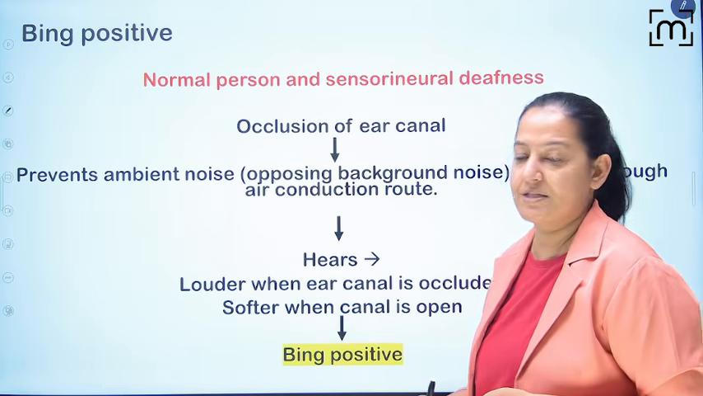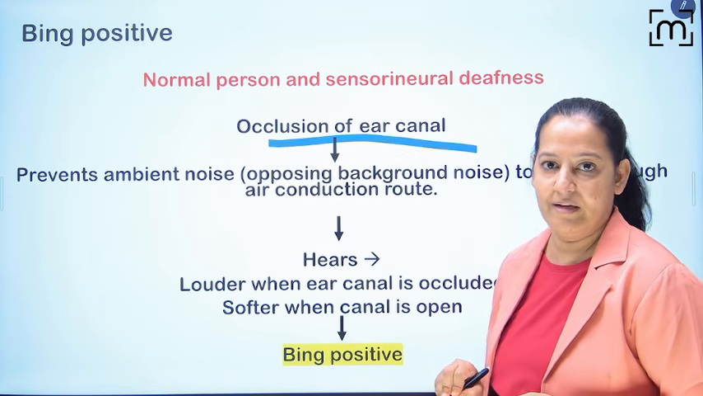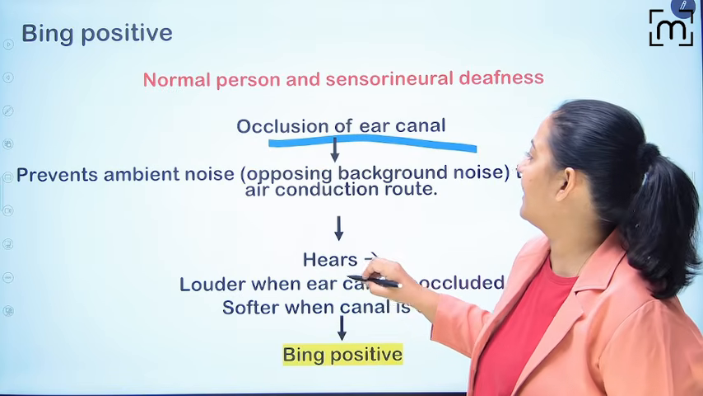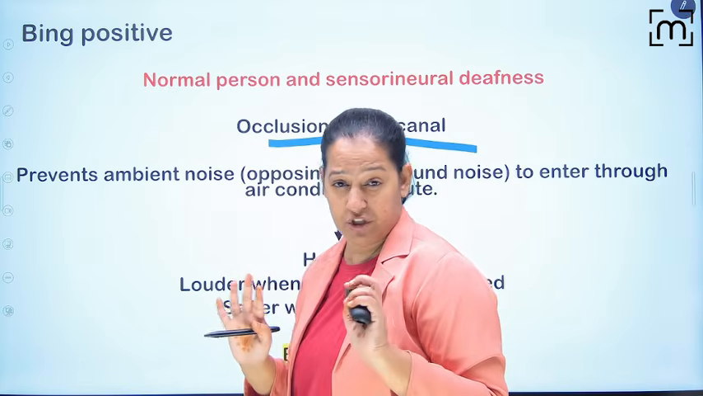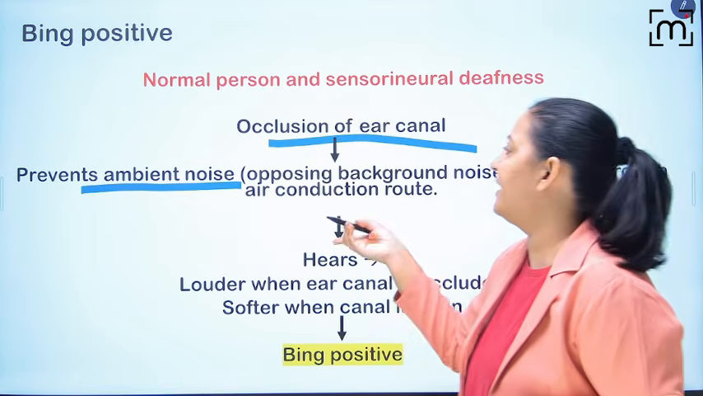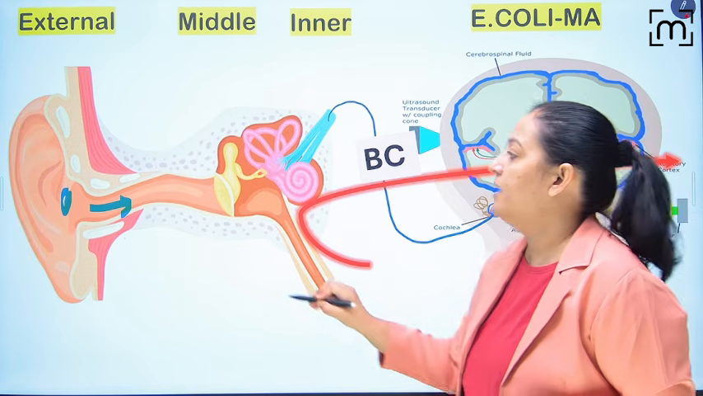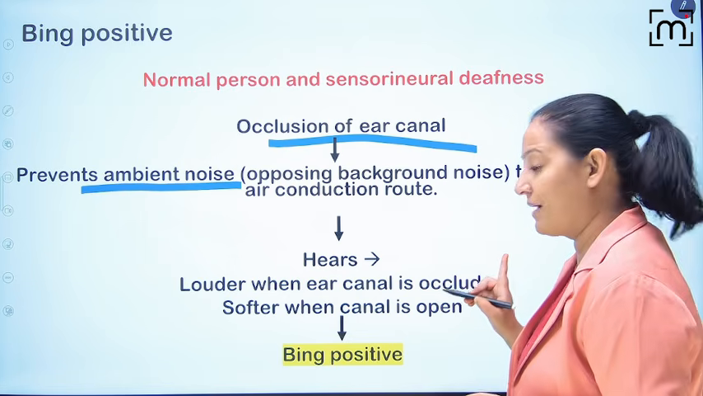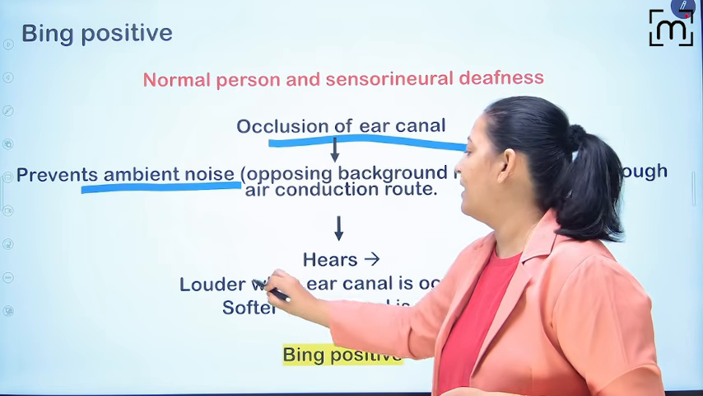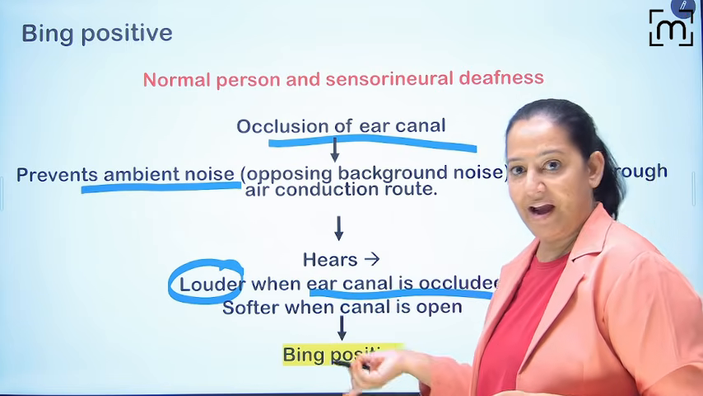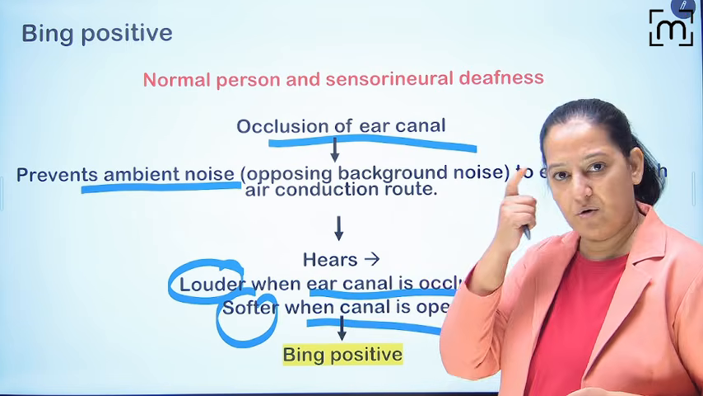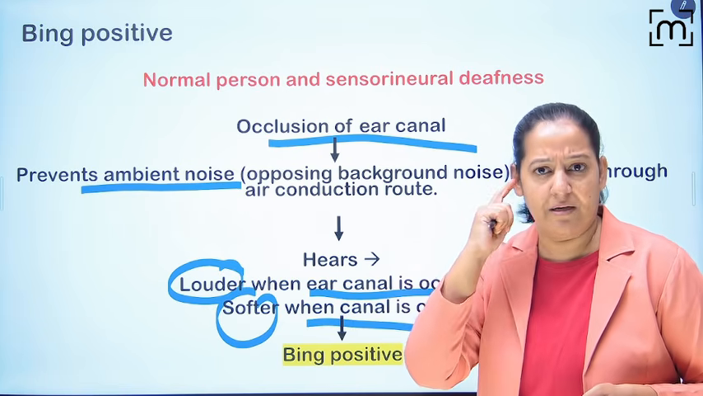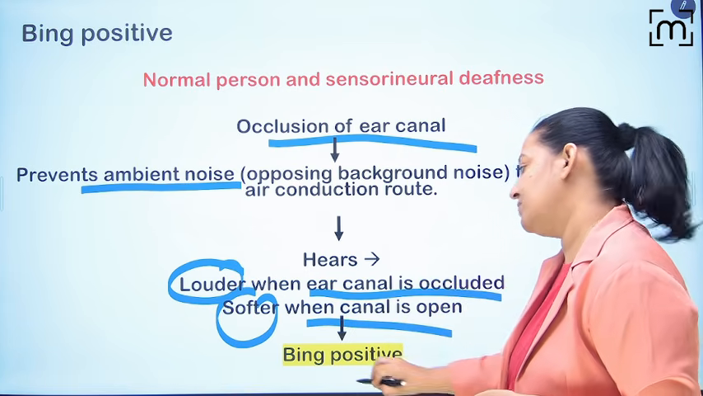Bing positive, whenever we are occluding the ear canal. Suppose I'm occluding the ear canal. On occluding the ear canal, the background ambient noise is reduced. So I'm occluding it, there is no background noise. Since there is no background noise, the patient hears louder when the canal is closed and hears softer when the canal is open. Common sense, you can do it on yourself also. So you hear less when it is open, you hear better when it is closed. This is known as Bing positive.